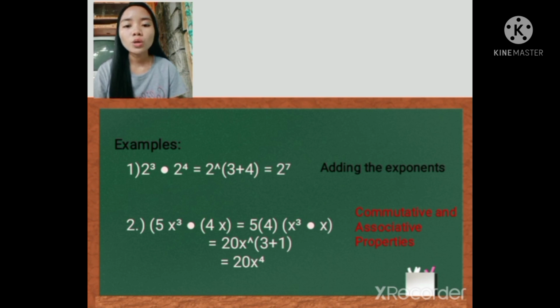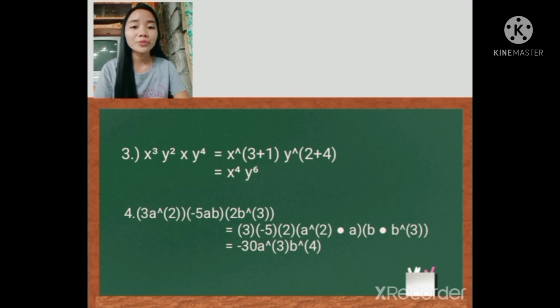For number 2, our given is 5x cubed times 4x. So we will use the commutative and associative properties. We have 5 times 4 times x cubed times x. So 5 times 4, we have 20, and x cubed times x, we have x to the power of 3 plus 1. So, our answer is 20x to the power of 4.